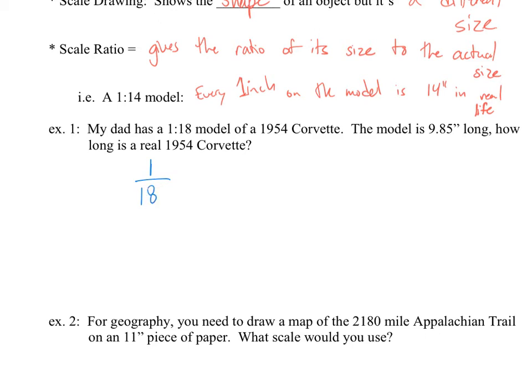Does the year matter? The year does not matter. So 1 to 18. 1 is the model on top, and the bottom is real. So 1 over 18 equals, and then it says the model is 9.85 inches long. Is that going to go on top or bottom? Top, because we keep our units in the same spot. And that's our model, and we don't know the real.